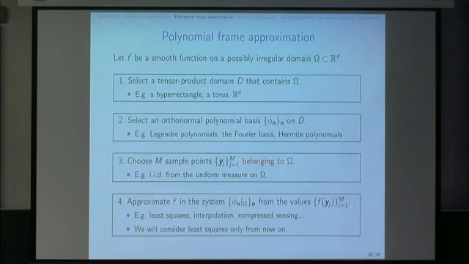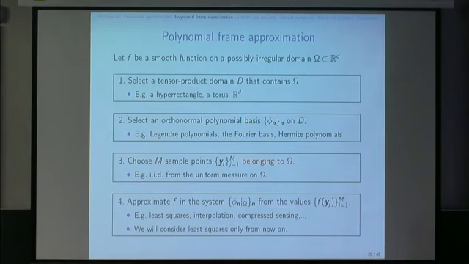which is the following. The first thing to do, and really the only thing that is particularly difficult, well actually no, none of this is particularly difficult. The domain of our function is now going to be omega, and the first thing we have to do is pick a tensor product domain D that contains omega. This could be a hyperrectangle, it could be a torus, maybe we want to do Fourier approximation, or it could be the whole of R^d. Then we're going to pick an orthonormal polynomial basis on D. So Legendre polynomials, the Fourier basis, Hermite polynomials, your favorite orthonormal polynomial basis.